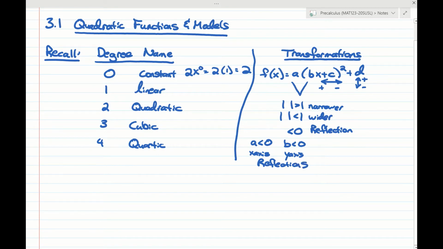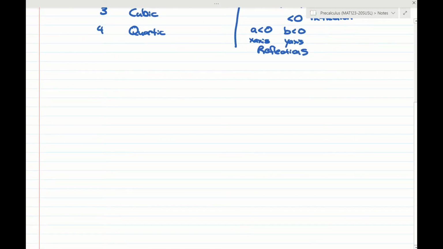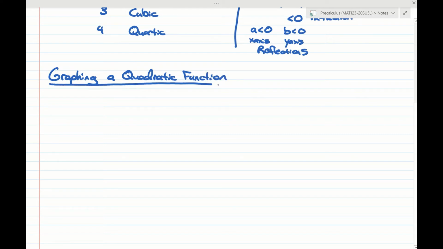Okay, so now that we all remember that, let's get to our new section. When we're talking about quadratic equations, we're going to be graphing them. So let's talk about how to graph a quadratic function. Now we have a few different forms, a couple. One is called standard form. Standard form looks like y is equal to ax squared plus bx plus c. This is what we use to get the quadratic formula.